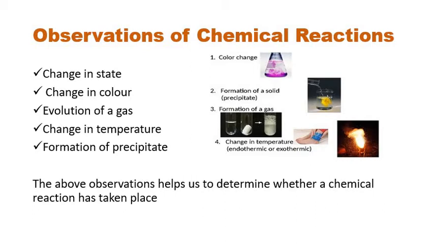And the formation of precipitate. Like I gave you the example, when you add colorless potassium iodide solution to lead nitrate aqueous solution, you get a precipitate which is yellow in color, lead iodide. So formation of a precipitate is also an indication of a chemical reaction taking place.